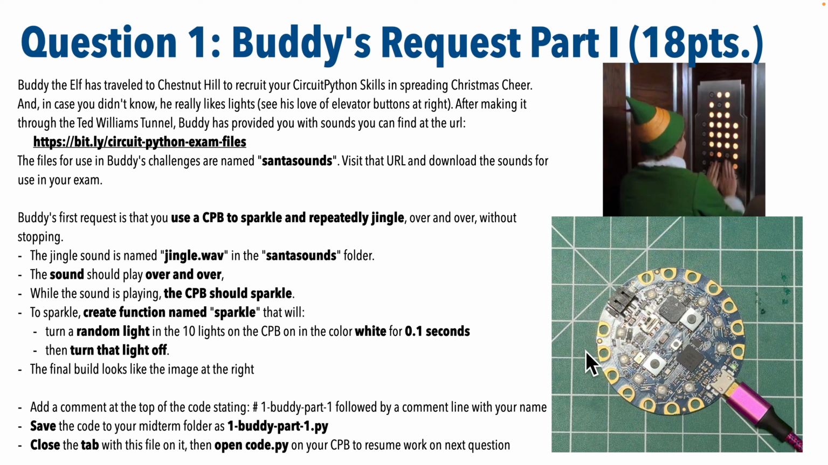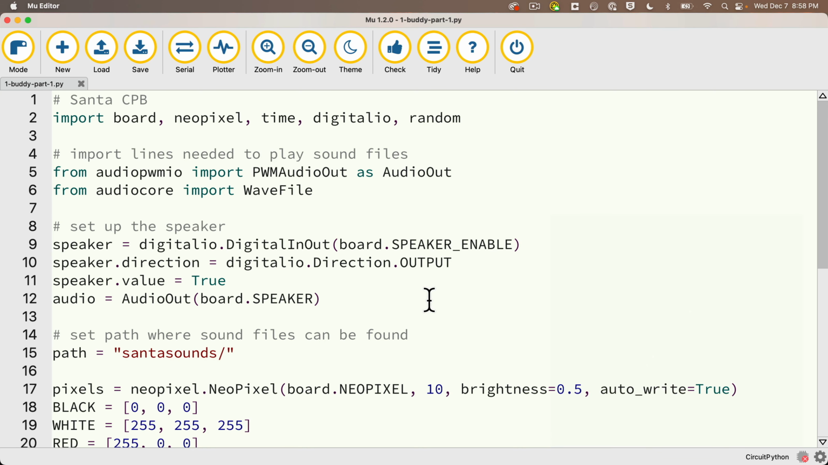what we're supposed to do, but essentially you wanted to play the jingle sound, and while the sound was playing, we wanted a sparkle, which is just showing a different light lit up for 0.1 seconds, and then turn that light off, and then turn on another one at random. This is what it looks like. So it does that over and over and over again repeatedly. So let's see how we'd go ahead and build this.